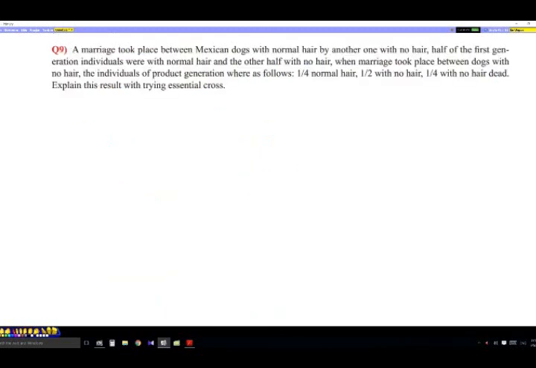Again, from the chapter questions, question 9. It looked like a different question, but when we read the question, we understand it is about lethal alleles. A marriage took place between a Mexican dog with normal hair and another dog that has no hair.